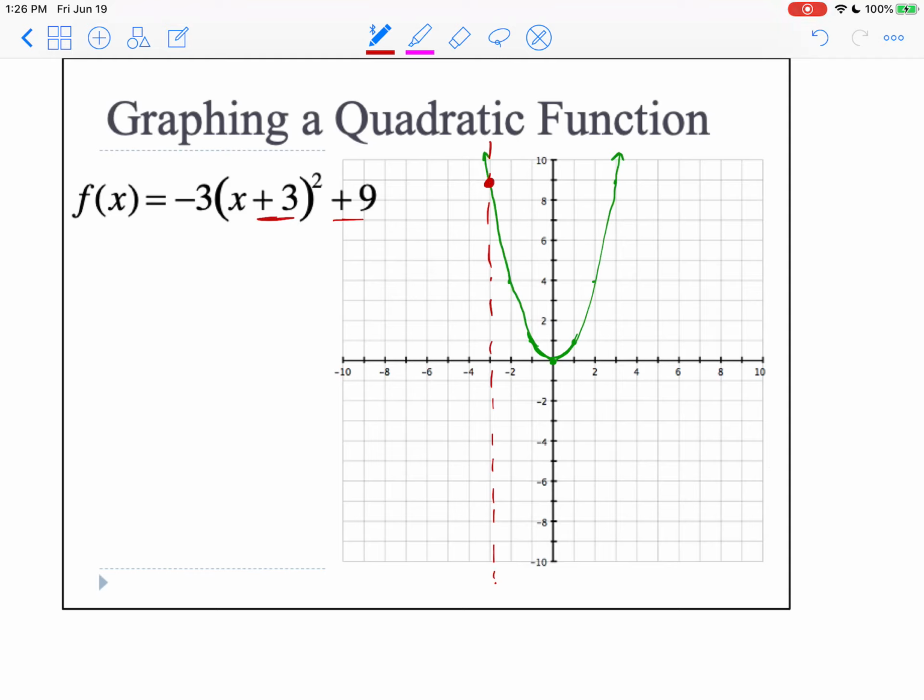The out 1 is not changing. There's nothing in front of this x to change my horizontal movements. So it's just my vertical movements that are going to be changed. So instead of going up 1, I'm going to go down 3. 1, 2, 3. And I'm taking the 1 that I would normally go up, I'm multiplying it by -3. So I'm going down 3.